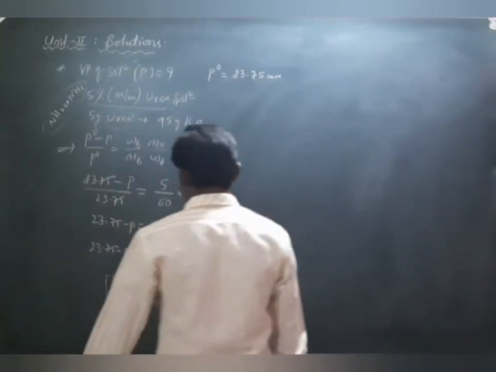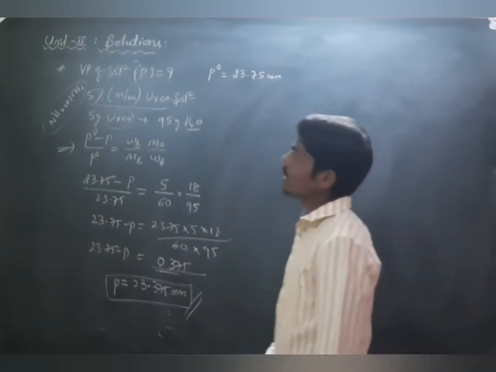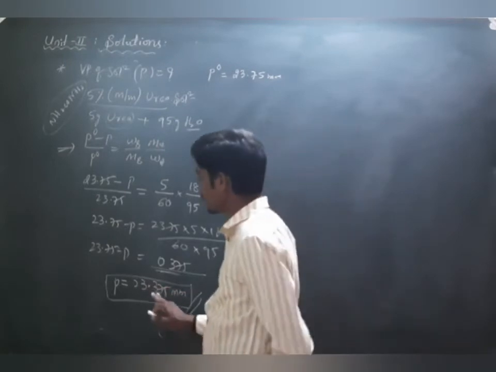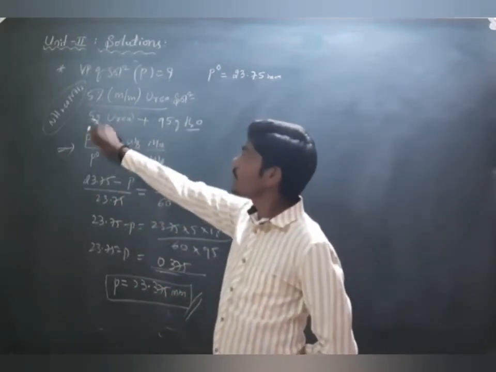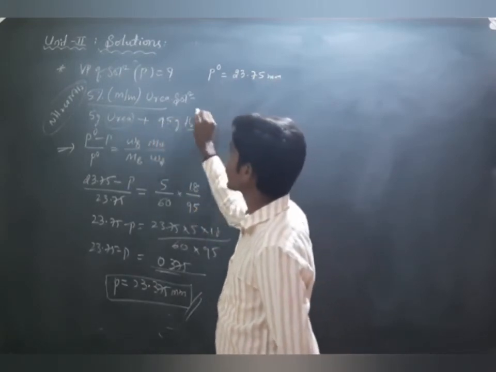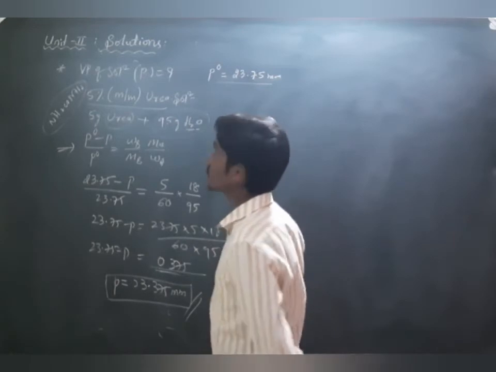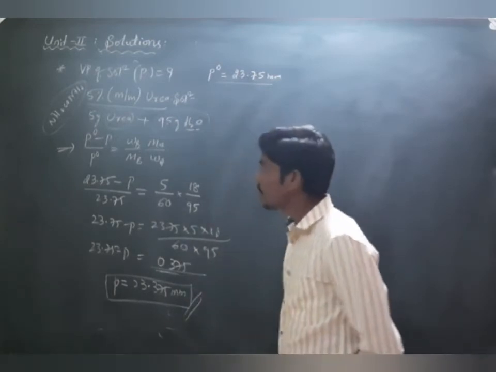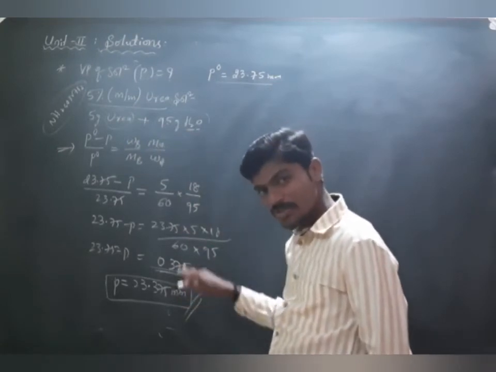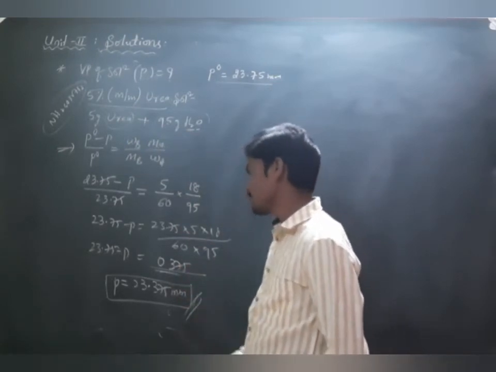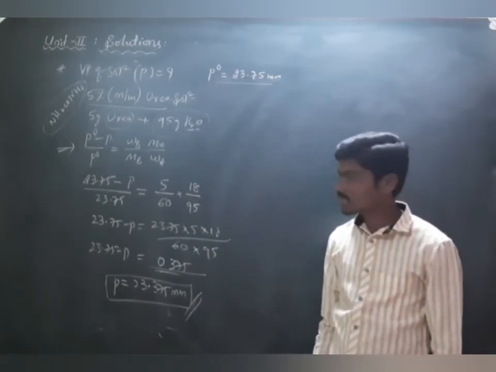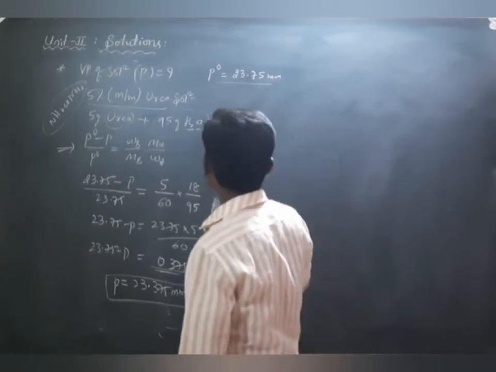Verify the final answer. So this is the answer. The vapor pressure of the solution is 23.375. Pure water has a vapor pressure of 23.75 mmHg. When 5 gram of urea is added to 95 gram of water, 0.375 vapor pressure is reduced, therefore the solution has 23.375 mmHg as its vapor pressure. Is it clear? Yes, let's solve one more problem.